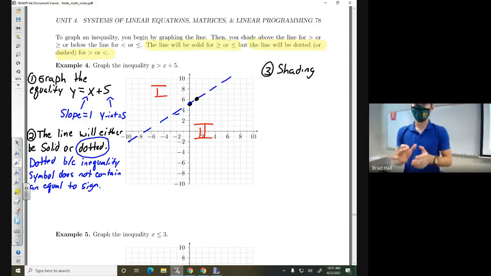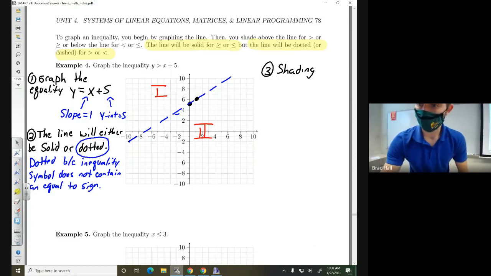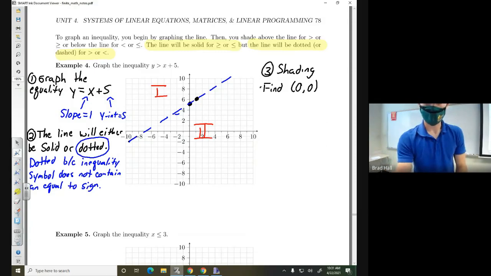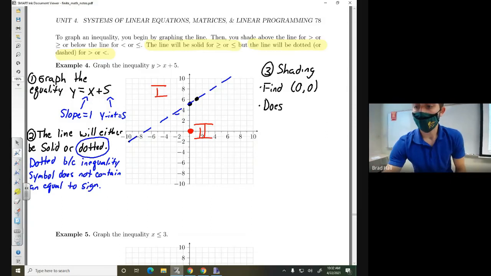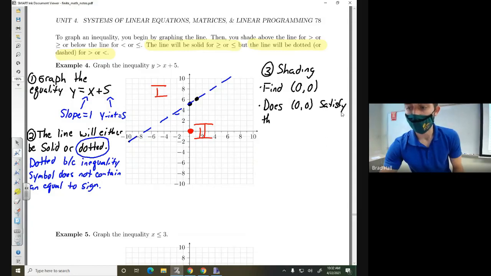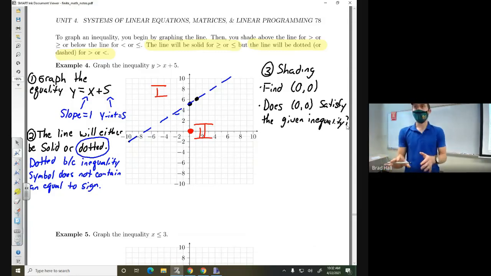Normally, the most default thing I like to do is I like to use the point 0, 0, which is the easiest one to find. It's right here in the center of the graph. So find 0, 0, and ask yourself, does 0, 0 satisfy the given inequality? And this is exactly what we did in the previous 2 examples. Does the point 0, 0 satisfy the given inequality?